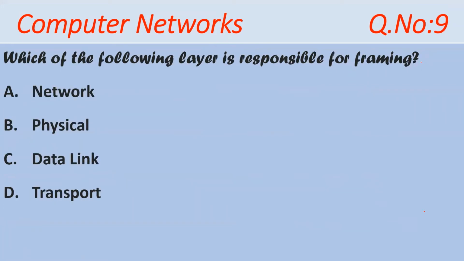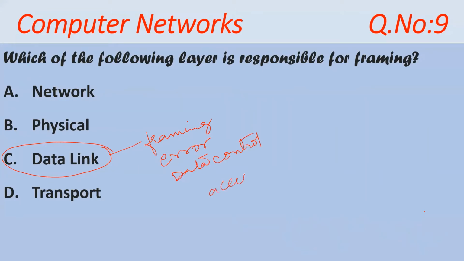Next question is, which of the following layers is responsible for framing? The data link layer is responsible for framing. The responsibilities of the data link layer are framing, error control, and flow control. Apart from this, it also does access control. These are all the responsibilities of the data link layer. So responsibility for framing is the data link layer.